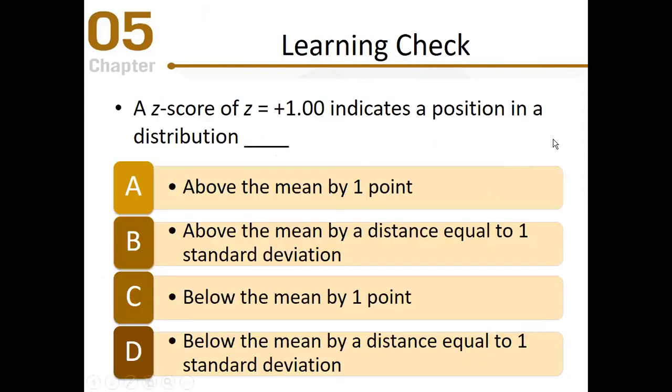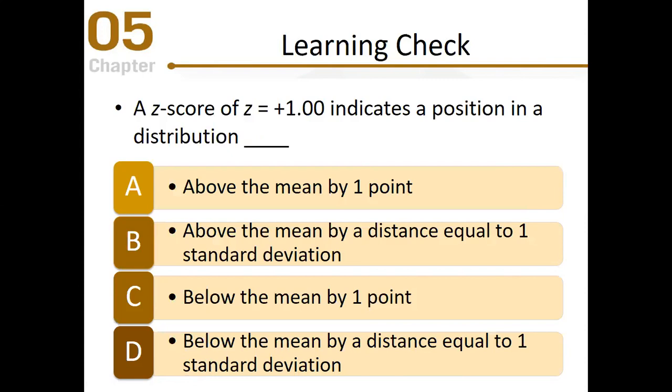Okay, let's go ahead and do a practice question. A z-score of positive 1.0 indicates a position in the distribution that is what? A, above the mean by 1 point? B, above the mean by a distance equal to 1 standard deviation? C, below the mean by 1 point? Or D, below the mean by a distance equal to 1 standard deviation?